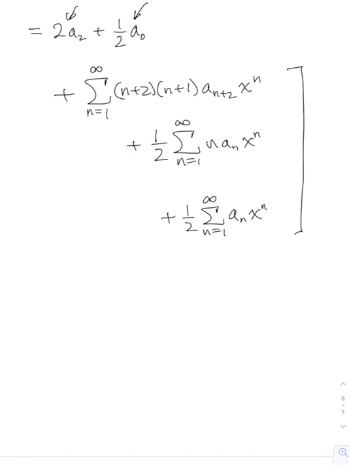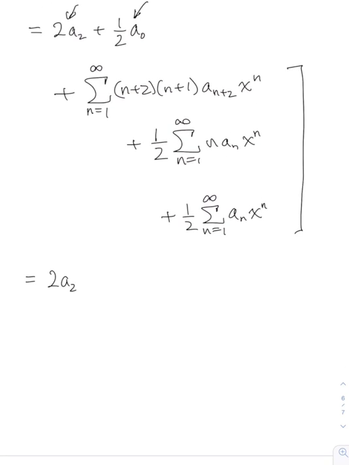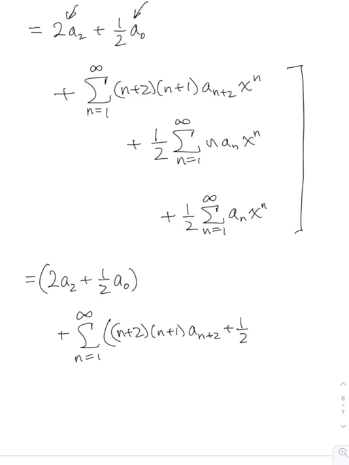All right, so combining them, I have 2a2 plus 1/2 a0 plus the sum, as n goes from 1 to infinity, of n plus 2 times n plus 1 times a sub n plus 2. And I'm going to factor out that x to the n because it's common in all of them. Plus 1/2 n a sub n plus 1/2 a sub n, times x to the n. Okay, and we're all done with our right-hand side.